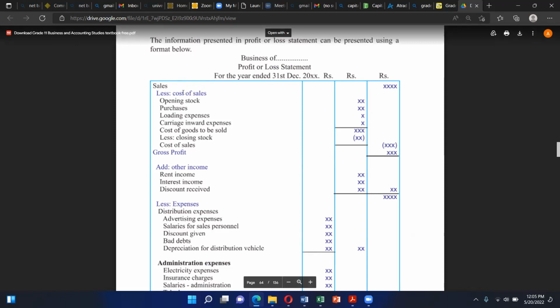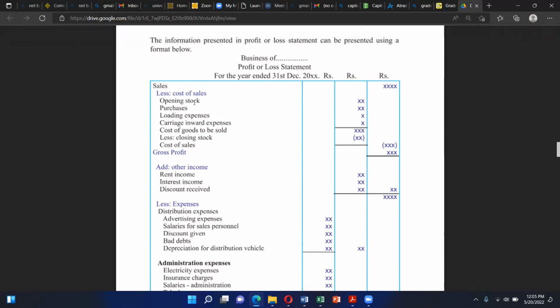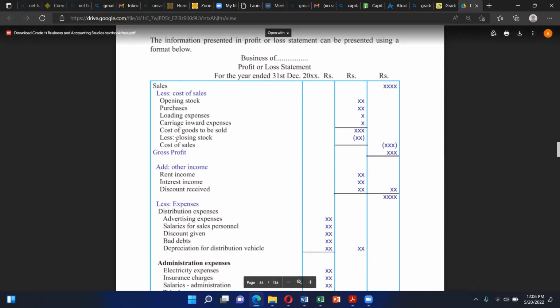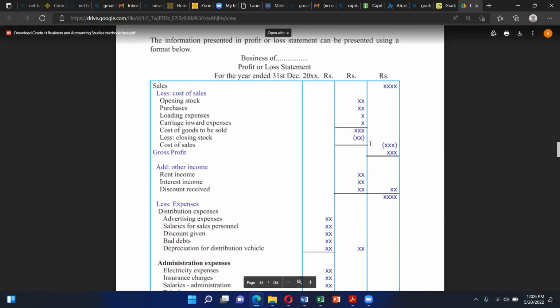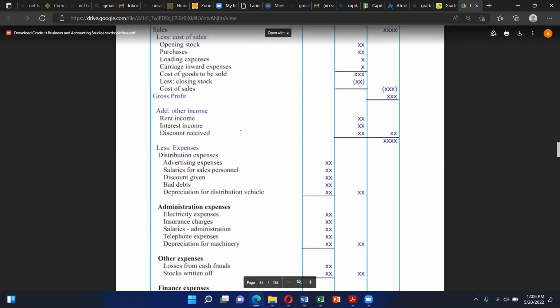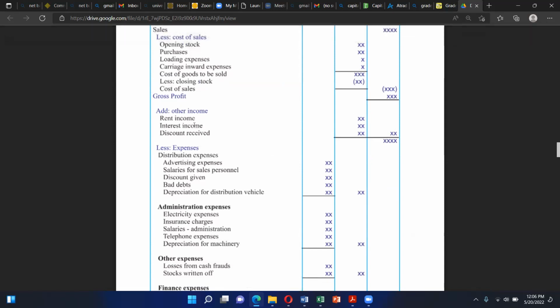Start with sales, cost of sales, opening stocks, purchases, loading expenses, carriage inward expenses. The answer is called cost of goods to be sold. Then less closing, and then you come up with the cost of sales. Sales minus cost of sales, gross profit. Then you have other income categories, rent income, interest income, and dividend received.